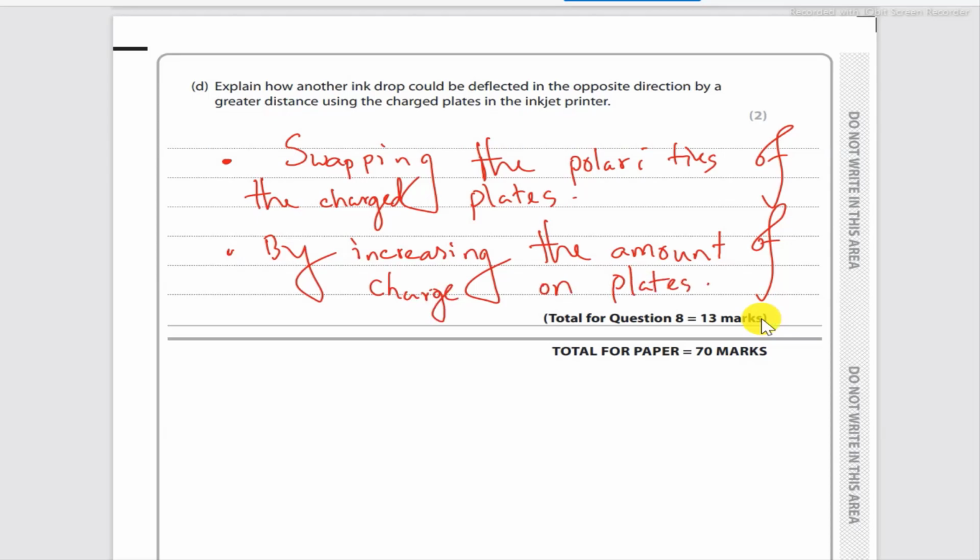Total for question 8 is 13 marks and total paper 70 marks.